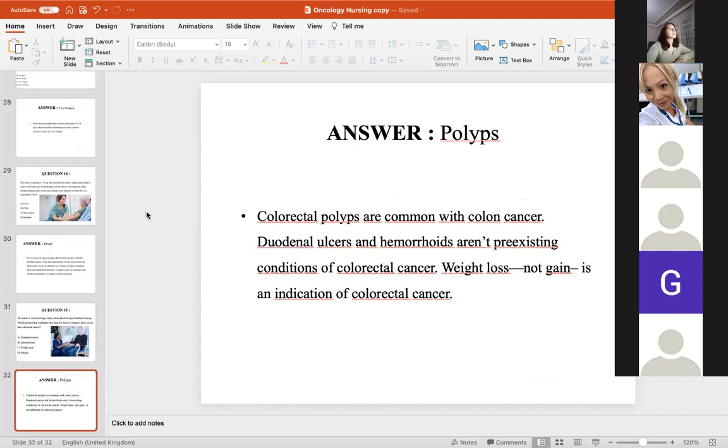And answer is polyps. Colorectal polyps are common with colon cancer. Duodenal ulcers and hemorrhoids aren't pre-existing conditions of colorectal cancer. Weight loss, not gain, is an indication of colorectal cancer.